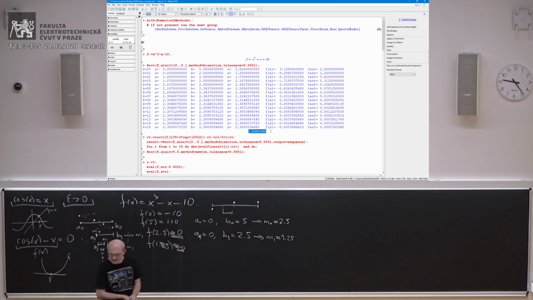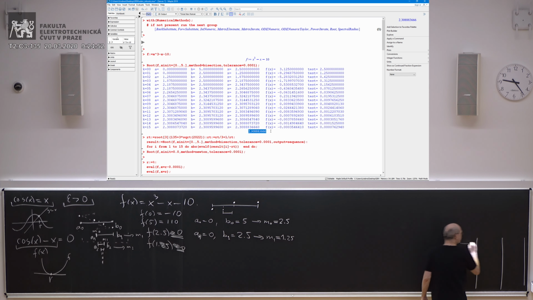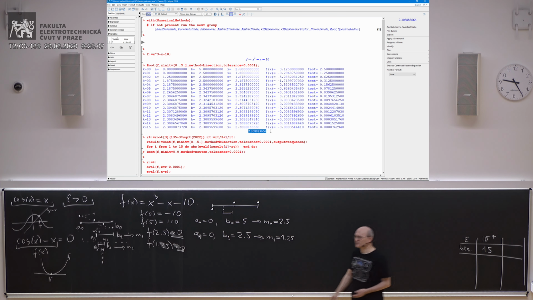Do I want to play with this later on? I think I want. Okay, let's have a little chart here. So when the precision is 10 to negative 4, then the bisection method required 15 iterations. The number of iterations is obviously some sort of measure of speed of an algorithm in this case.